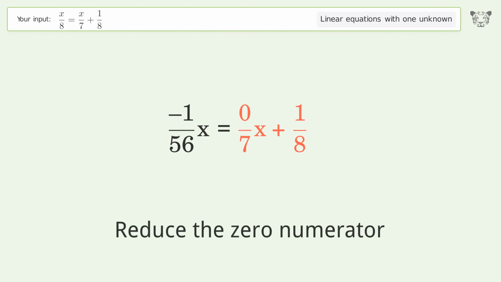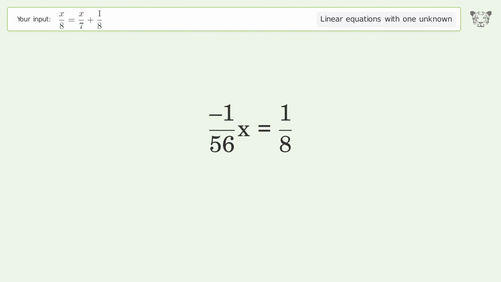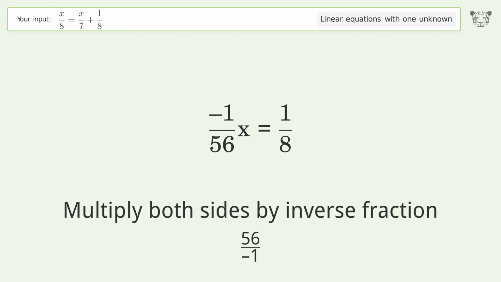Reduce the zero numerator. Simplify the arithmetic. Isolate the x. Multiply both sides by inverse fraction 56/-1.